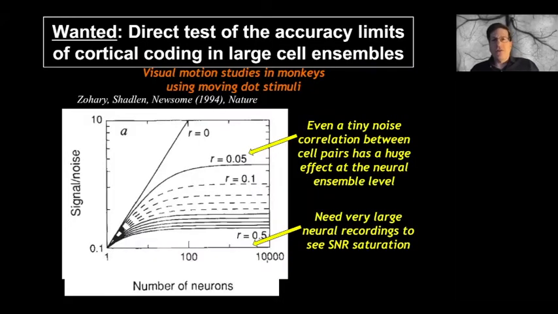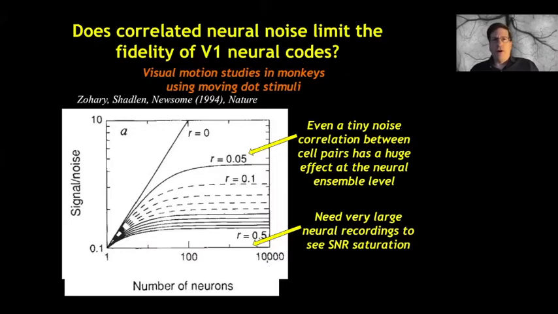Now, throughout all of this, one important thing that had been missing was a direct experimental test of whether or not one could discern correlated noise of this type in large cell ensembles and actually pull out from data the kind of plateau that you're seeing here in this graph based on the hypothesis of correlated noise. So a definitive experimental test of these ideas had been wanting. And so this is where we put our attention. And in particular, we asked the question whether or not correlated neural noise might limit the fidelity of sensory cortical coding in the primary visual cortical area V1.